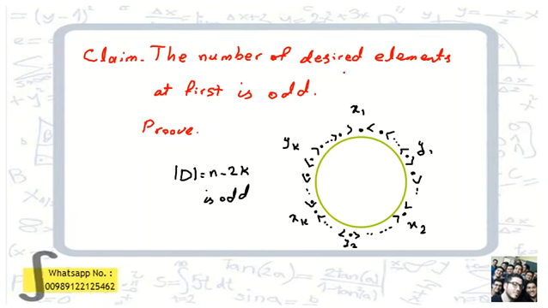We want to prove the number of desired elements at first is odd. So suppose that, for example, x1 is less than the two adjacent numbers. So until some place it is less than, then it is greater than y. Maybe we have only one greater than, but we consider some greater than until we reach some less than. So x1 is less than the two adjacent numbers, then after that the first element that is not desired is some number that is greater than the adjacent numbers.